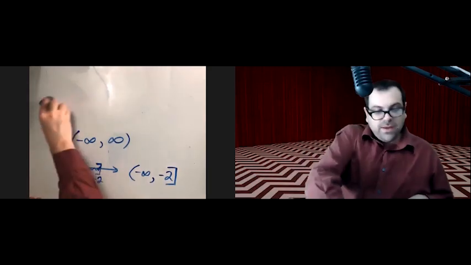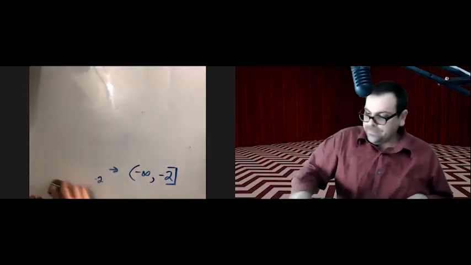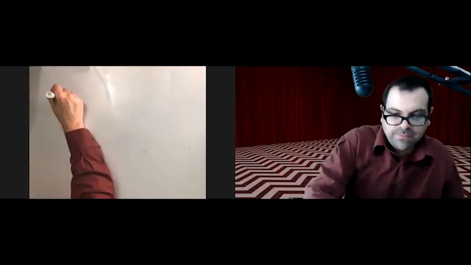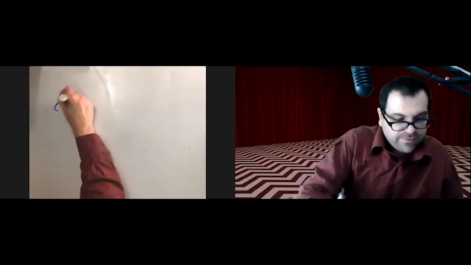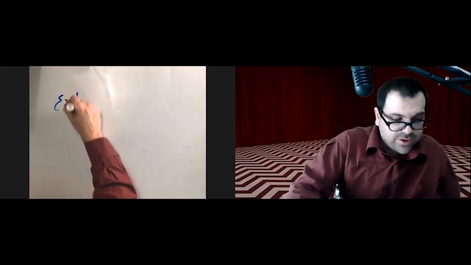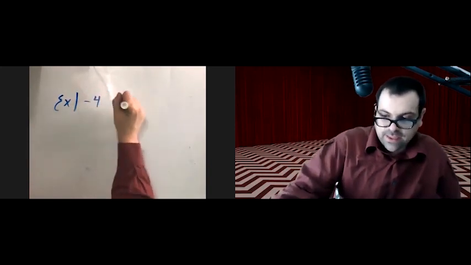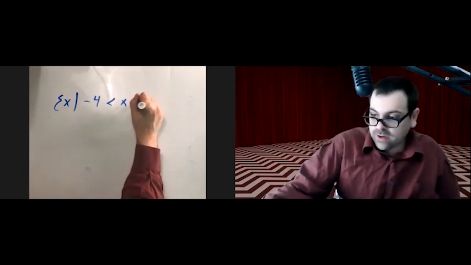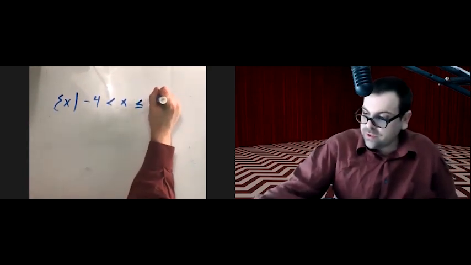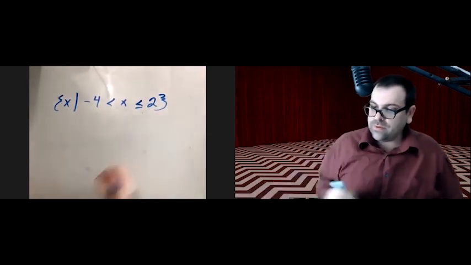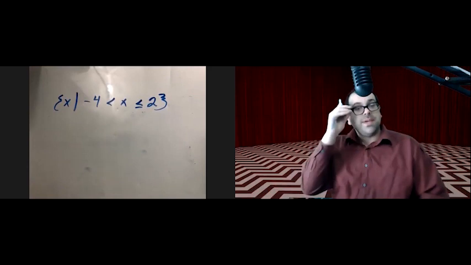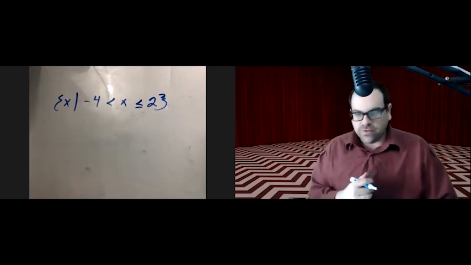Let's do another compound. If in set builder notation we are given the set of all x such that x is between -4 and 2, including the 2, what would this be on the number line? What would this be in interval notation?